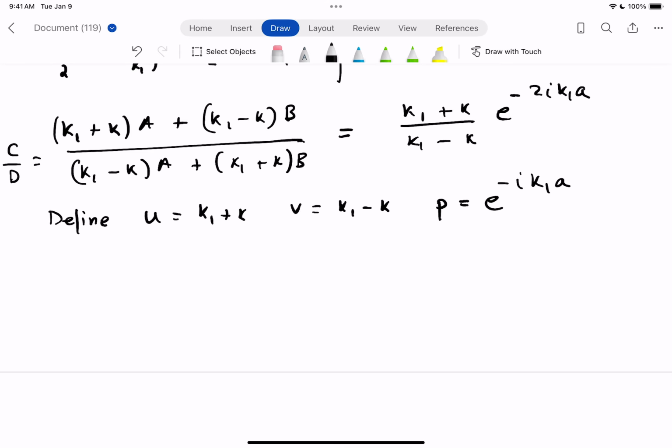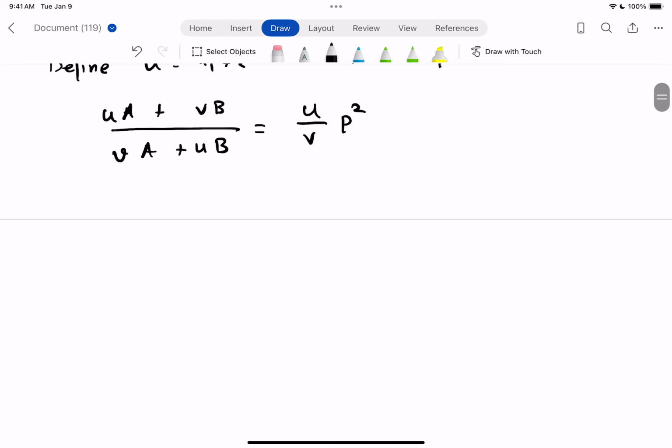So the equation that we have now in terms of these new variables becomes UA plus VB divided by VA plus UB is equal to U divided by V P squared. Okay, so that's not too bad looking. Our goal is to solve for B divided by A. So let's just cross multiply. So UVA plus V squared B is equal to UVA P squared plus U squared B P squared.